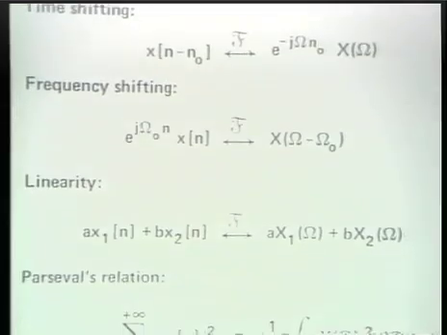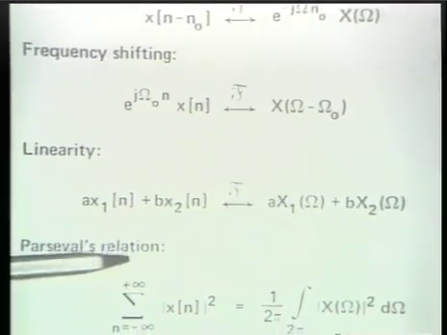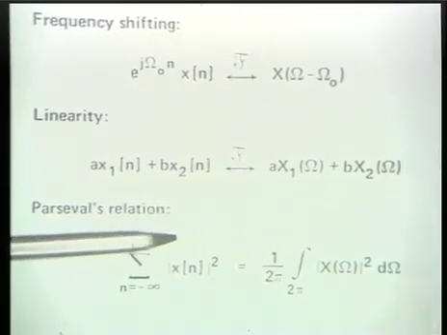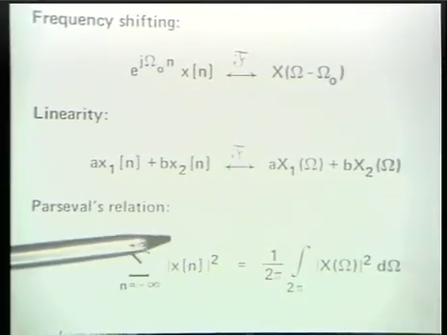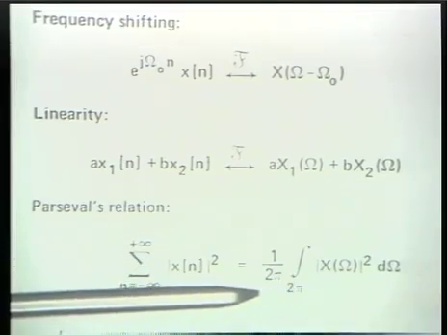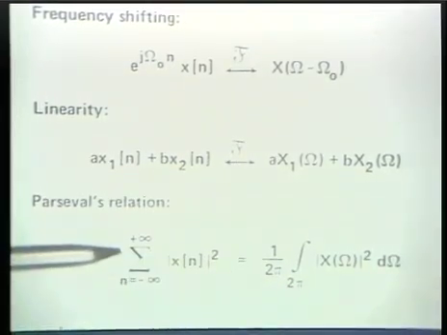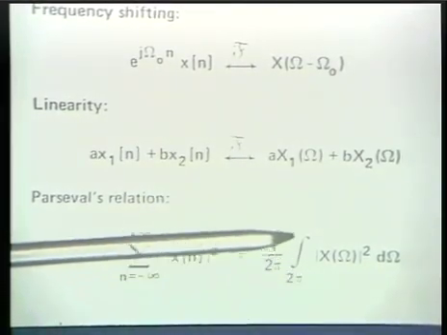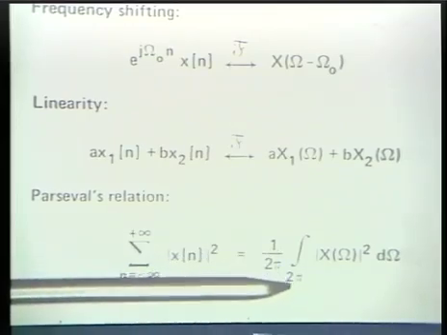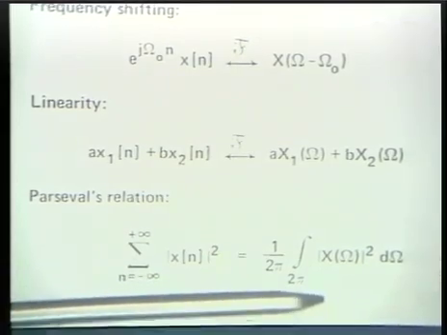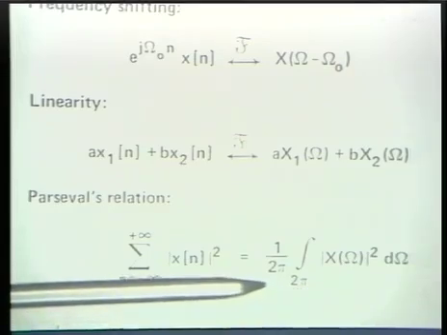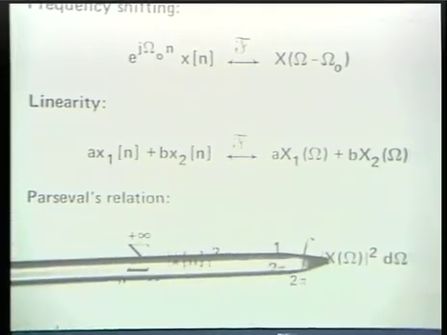And also, among other properties, there is a Parseval's relation for the discrete time case that in effect says something similar to continuous time, specifically that the energy in the sequence is proportional to the energy in the Fourier transform, the energy over one period. Said another way, the energy in the time domain is proportional to the power in this periodic Fourier transform.